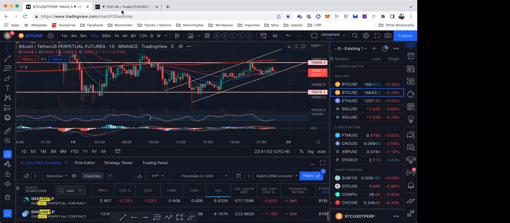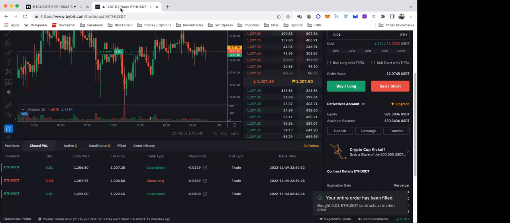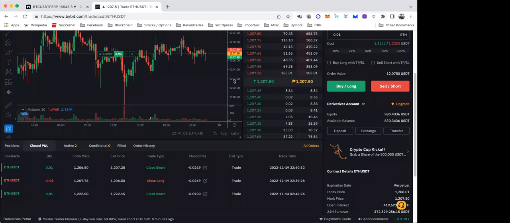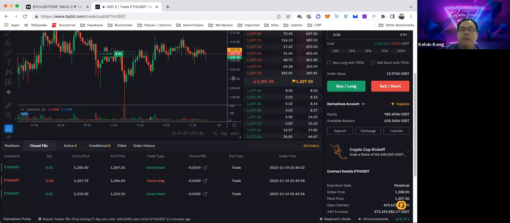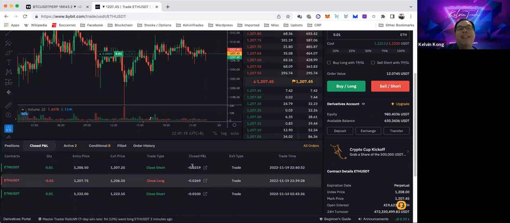Scalping, what's the benefit? You just keep earning a bit when it goes up, goes down, goes up, goes down, just long, short, long, short, like a roller coaster. But if you don't know how to play this, you'll keep losing. Like I said, it's all minus.